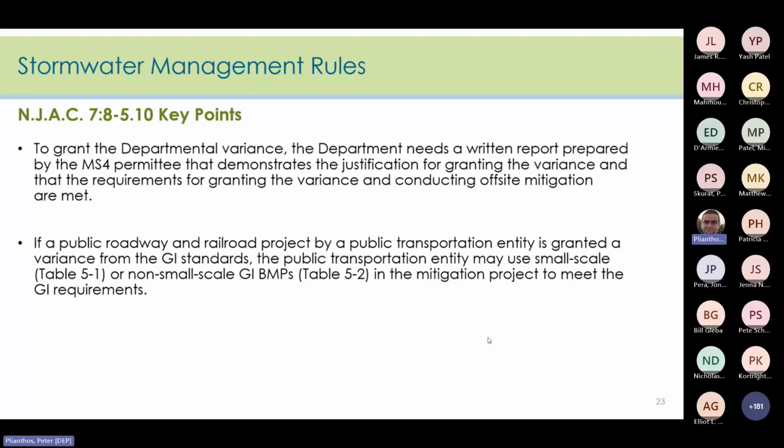To grant the departmental variance, the department needs a written report prepared by the MS4 permittee that demonstrates the justification for granting the variance and that the requirements for granting the variance and conducting off-site mitigation are met. If a public roadway and railroad project by a public transportation entity is granted a variance from the GI standards, the public transportation entity may use small-scale GI BMPs from Table 5-1 or non-small scale GI BMPs from Table 5-2 in the mitigation project to meet the GI requirements.